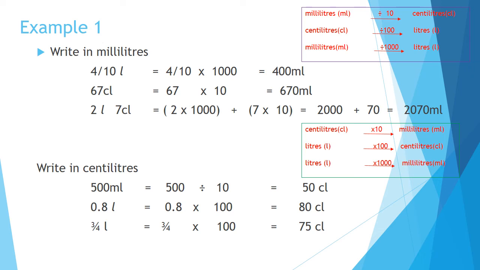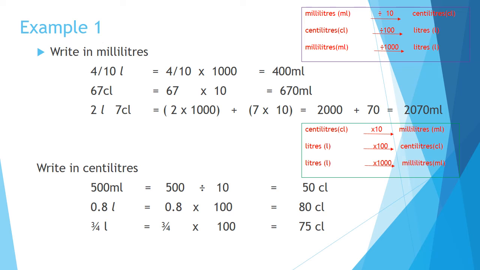Look at the third one. 2 liters and 7 centiliters. We have to turn all of them into milliliters, so we will take it separately. 2 liters, 2 times 1000, 2000 milliliters. 7 centiliters, 7 times 10, 70 milliliters. So when we add all of them together, 2070 milliliters.